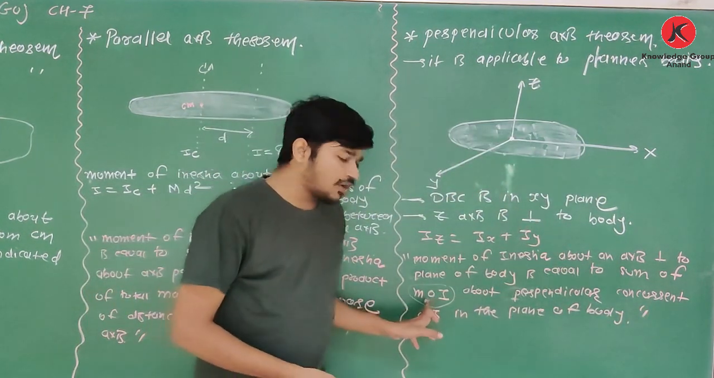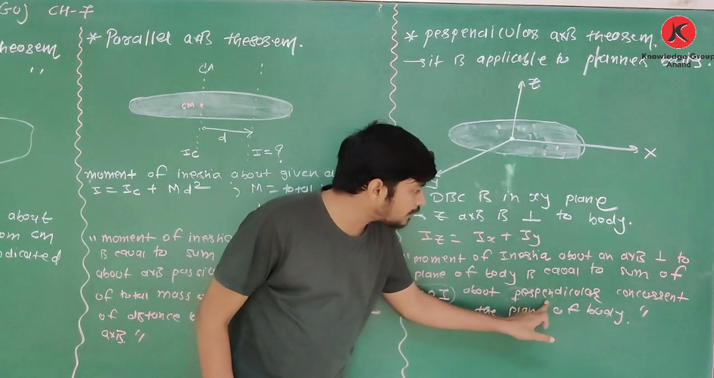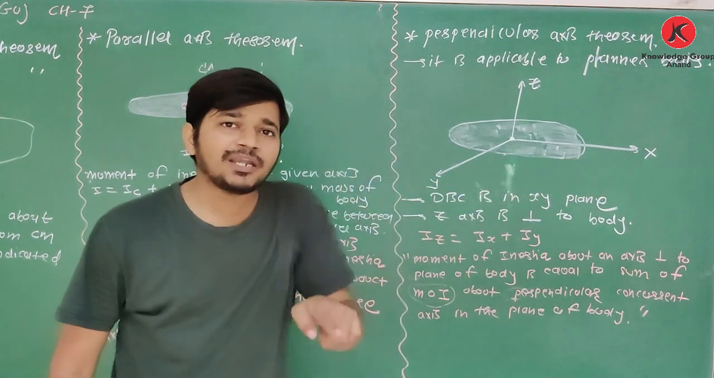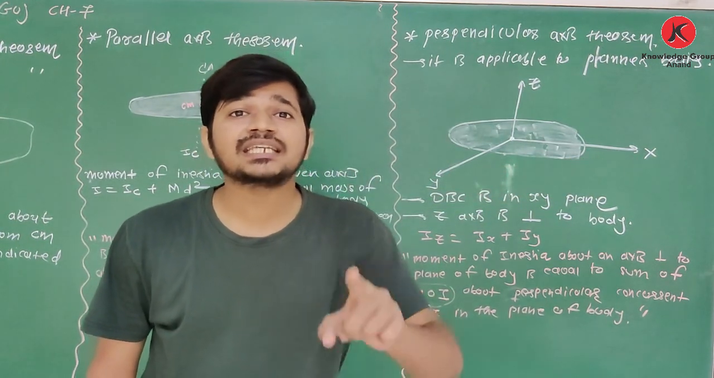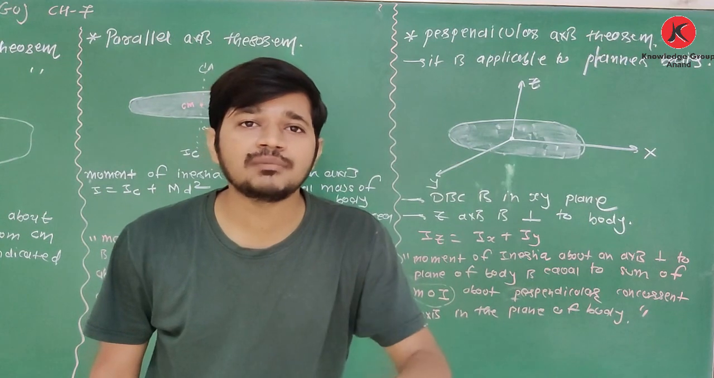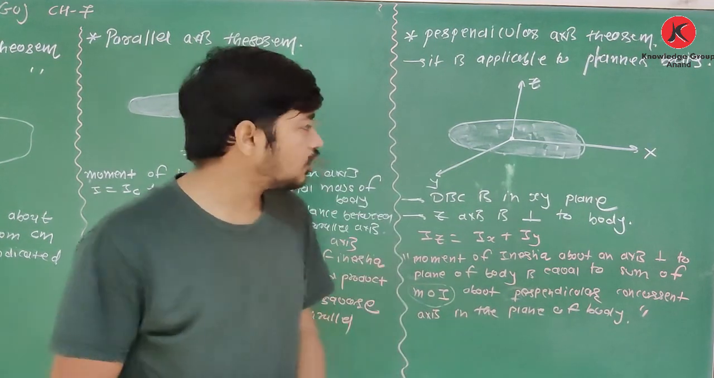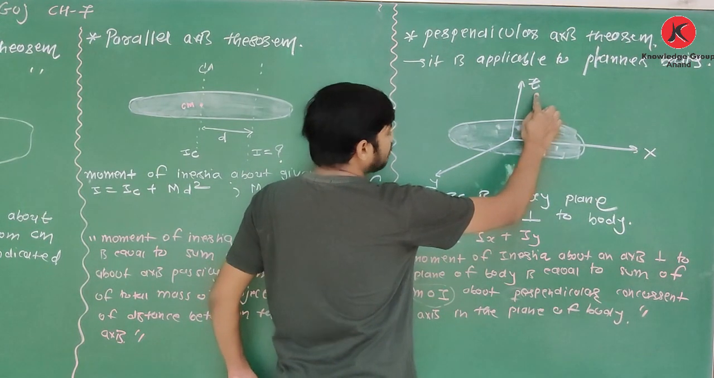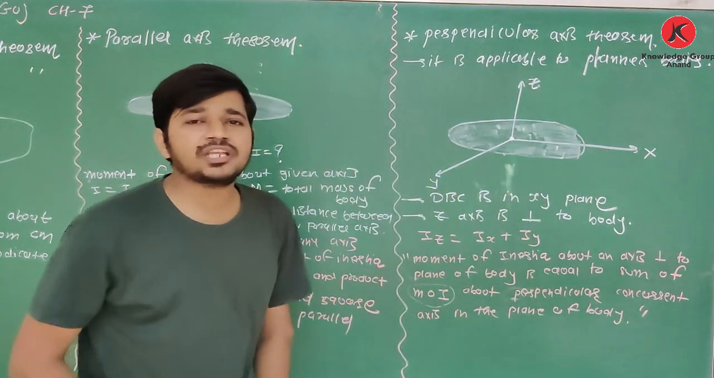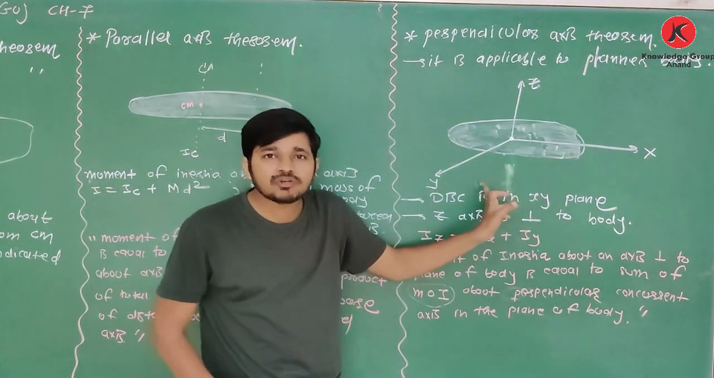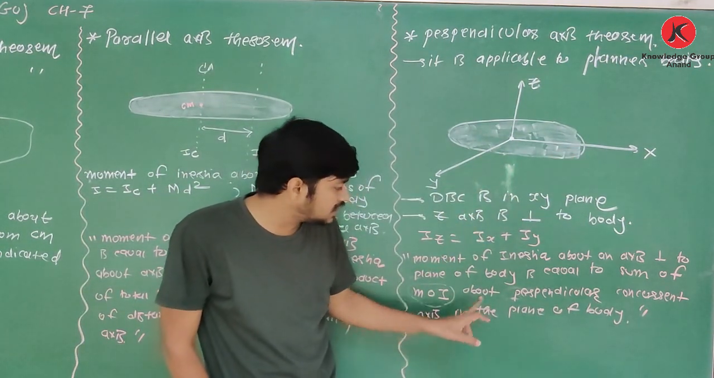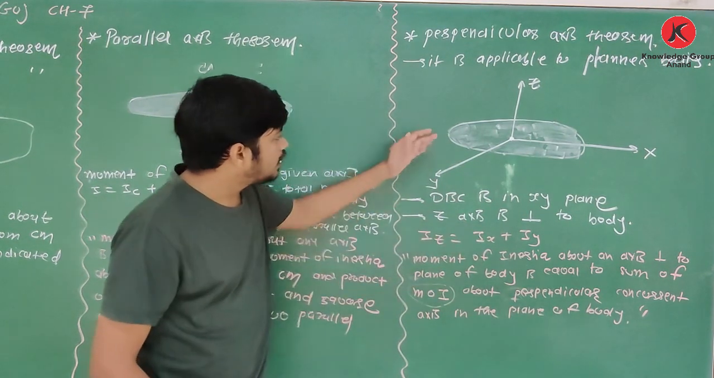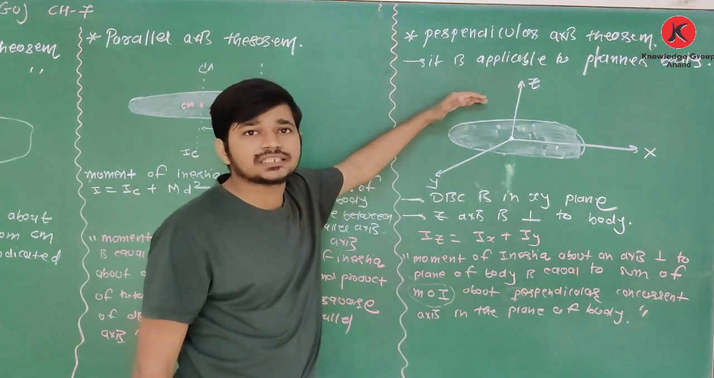See, the sum of the moment of inertia about perpendicular concurrent axes. Perpendicular: this x and y are perpendicular to each other. Concurrent means in the same plane. So the moment of inertia about an axis which is perpendicular to the body is equal to the sum of the moment of inertia about axes perpendicular and concurrent in the plane of the body. Clear? Simple.